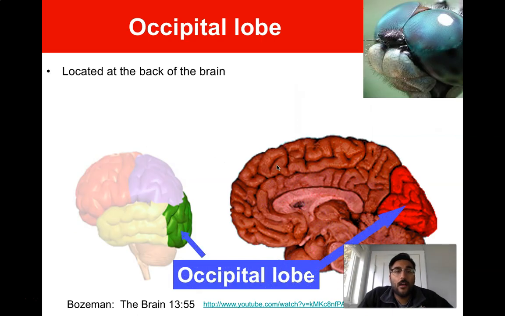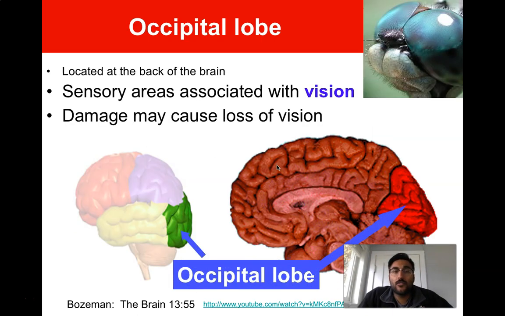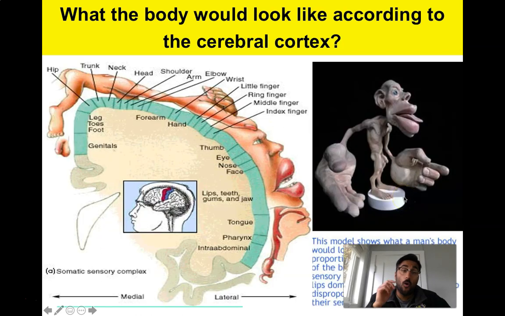Occipital lobe, kind of at the back of the brain, associated with vision, and damage to the occipital lobes. If you hit the back of your head, which is why you used to wear a helmet, kids, is detrimental to your vision.